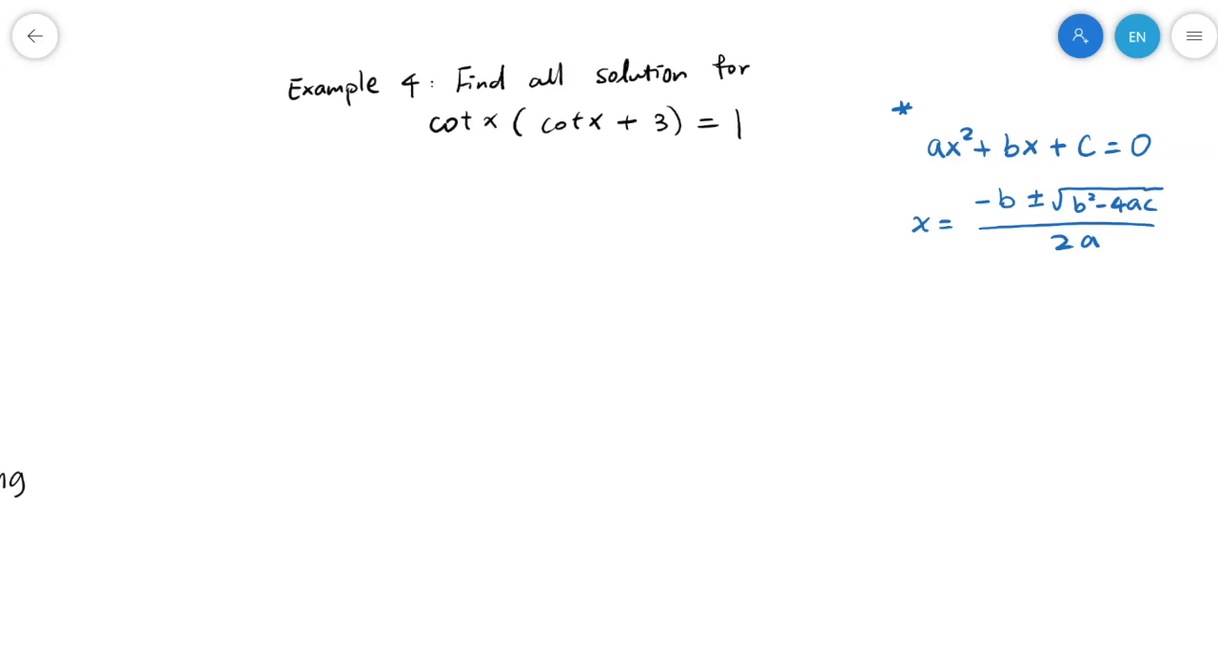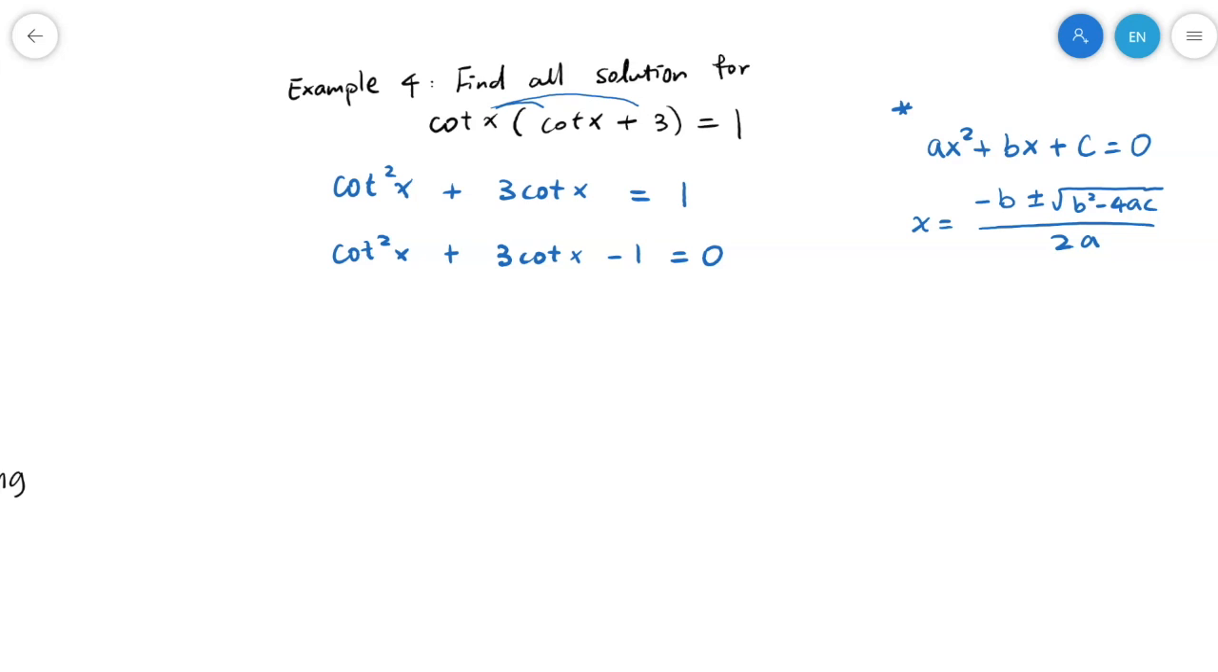In order for me to use the quadratic formula, I first need to write my equation in standard form. So I'm going to multiply the cotangent of x into the cotangent of x plus 3. So I got cotangent squared of x plus 3 times cotangent of x equals 1. That's not quite equal to ax squared plus bx plus c equal to 0, so I also need to subtract the 1 from the left side. So I end up with cotangent squared x plus 3 times cotangent of x minus 1 equal to 0.